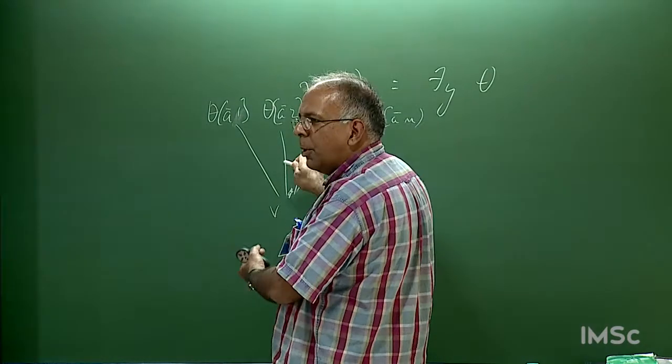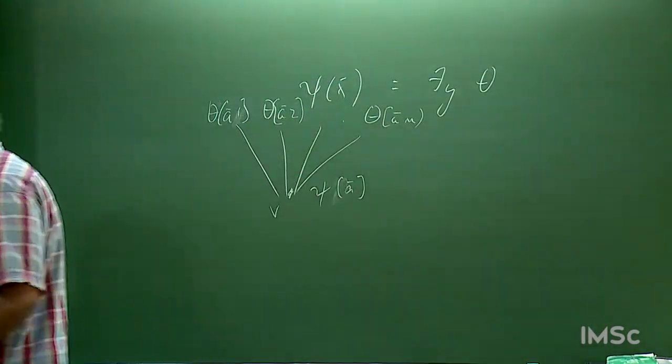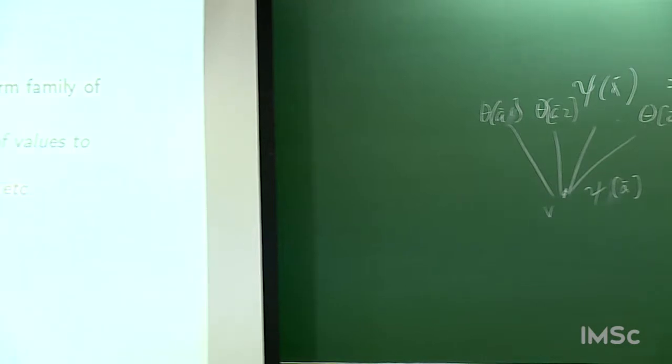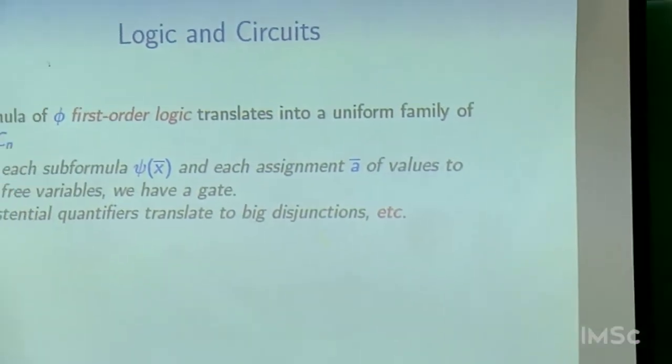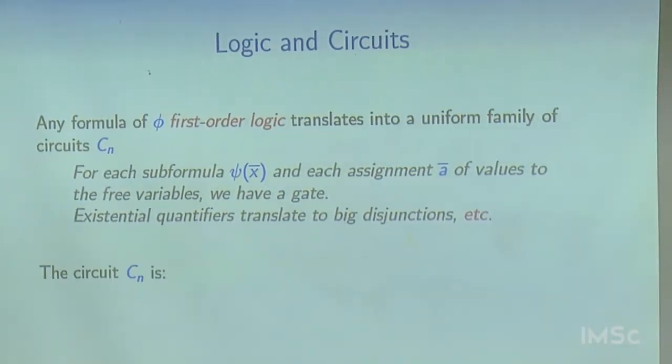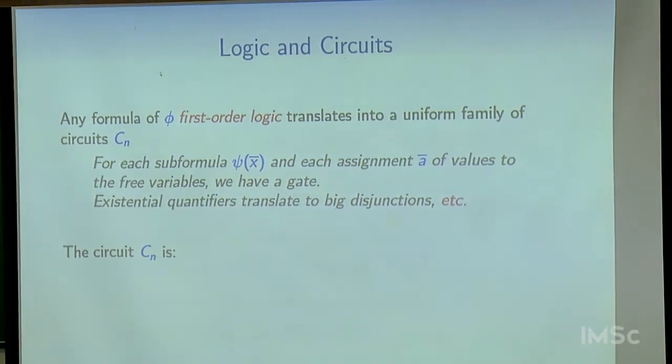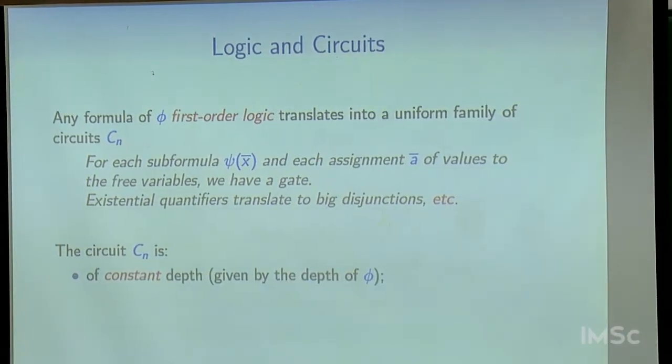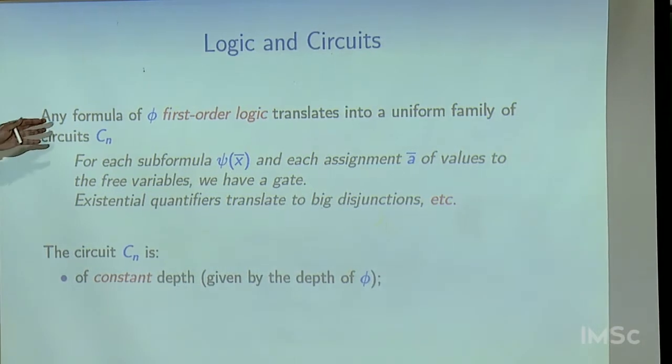And I'll show you this existential case and say, now simple induction on the structure of the formula gives you your circuit for a fixed size n. Okay. What can we say about the circuit that we get? Well, first of all, it's of constant depth. That's given by the depth of the formula, right?